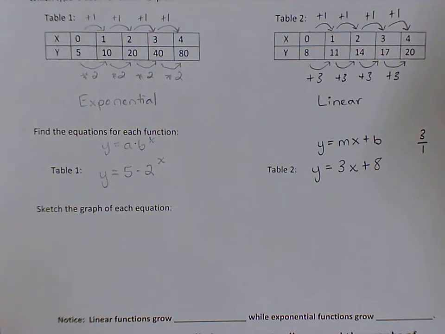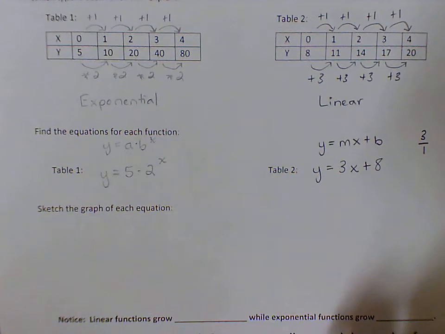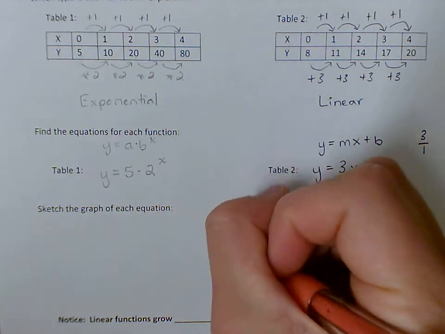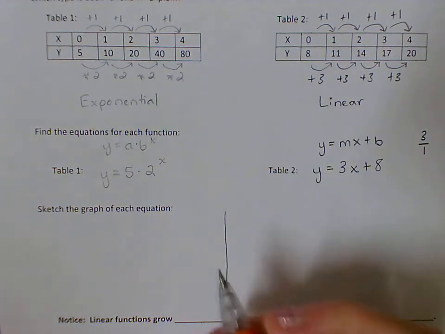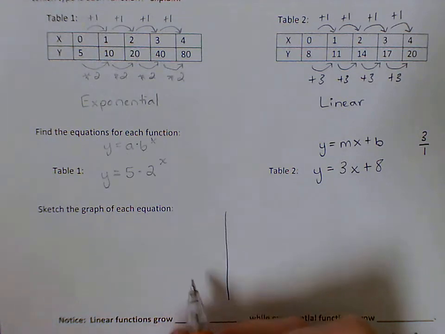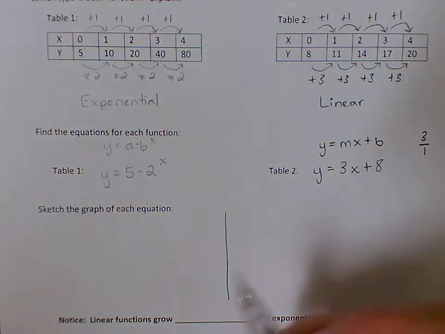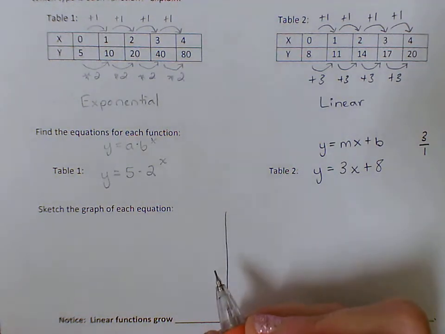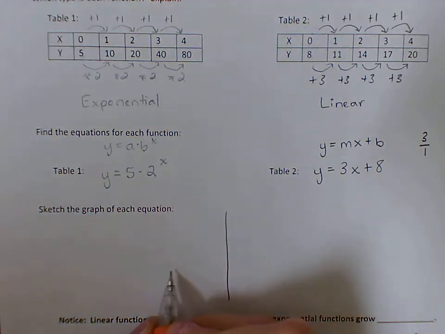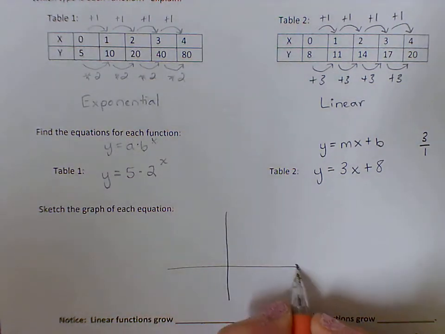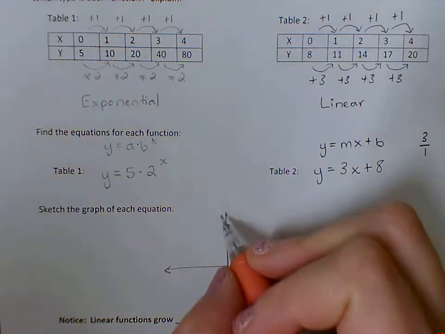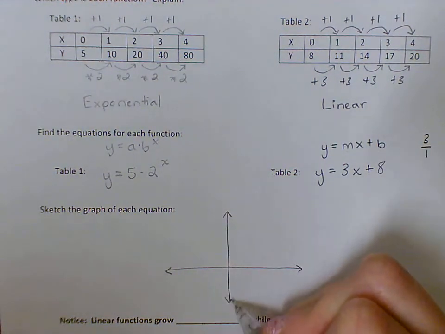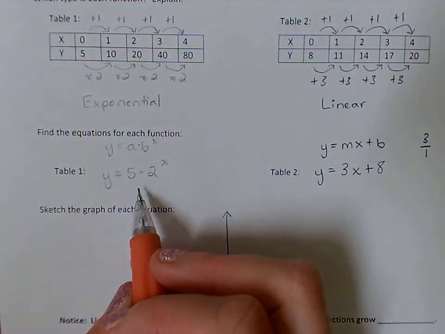I'm going to review, we're going to sketch a graph and look at what is kind of weird about these. And then after that, I'm going to show you some ways to read the graph that will be good to know, okay? So what we're going to do is sketch a graph of both of these on the same exact graph, okay? We're going to start by sketching our exponential function.